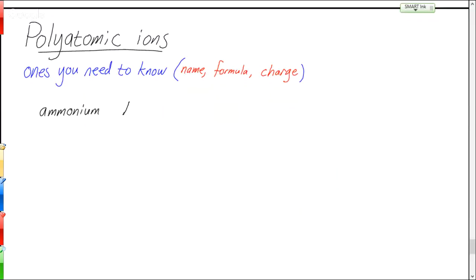Ammonium is an ion that has the formula NH4, and it's a +1 charge. So this is what I mean by name, formula, and charge. You need to know that ammonium ion, its formula is NH4, and its charge is +1.